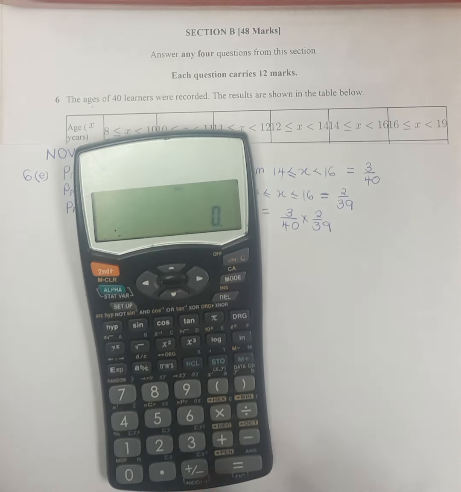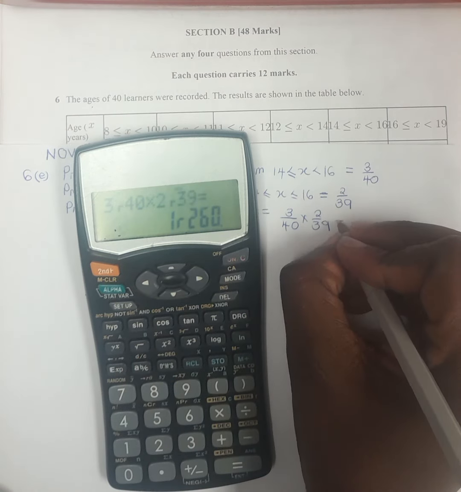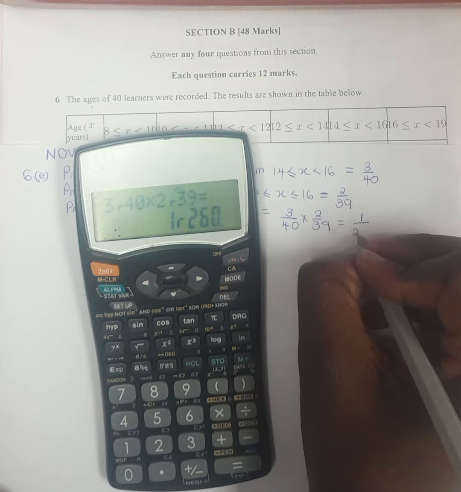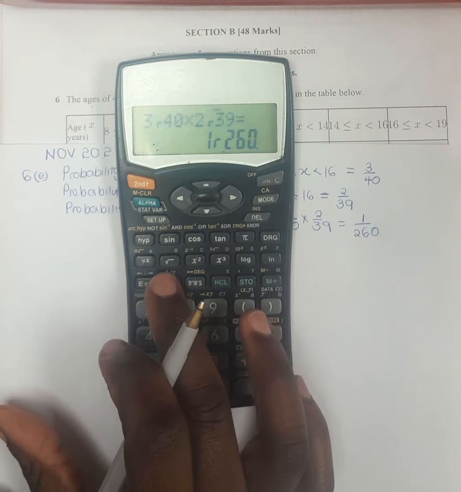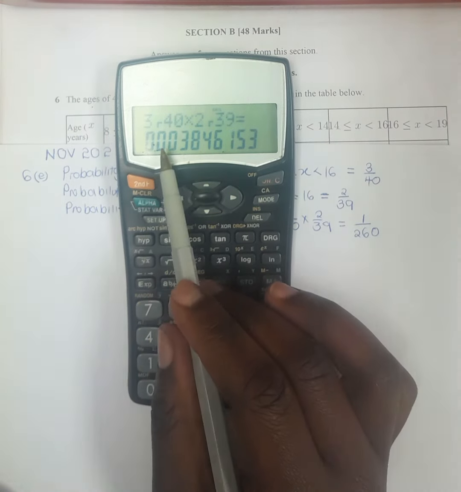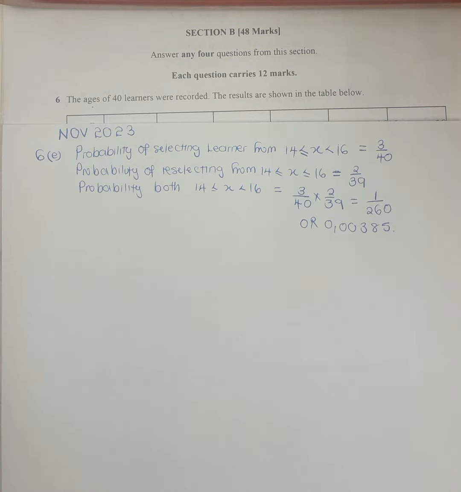So let us punch on the calculator. 3 over 40 times 2 over 39. We are going to get our answer as 1 over 260. Or we can write our probability as a decimal. It is going to be 0,00385. So this is how we deal with the probability of selecting from the same category. For the probability of reselecting, the numerator and denominator are changed.